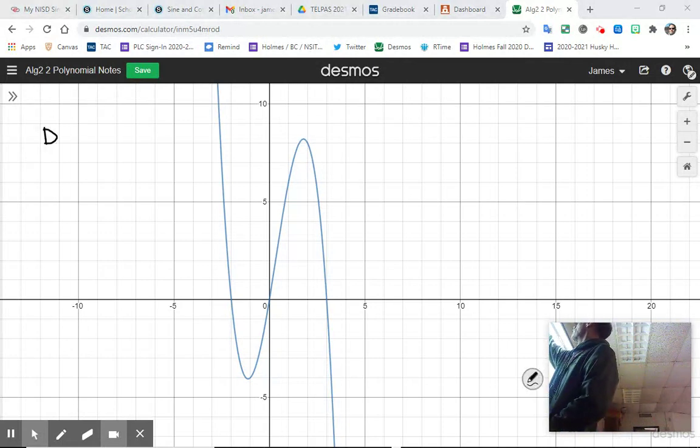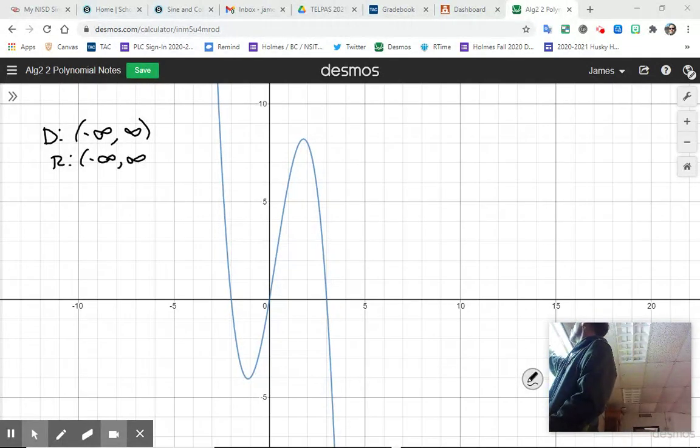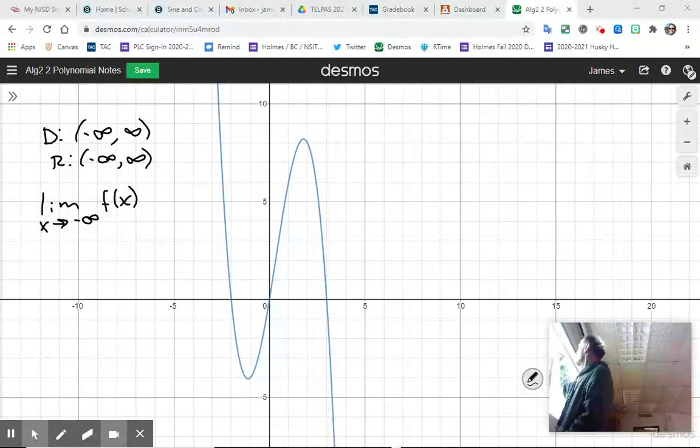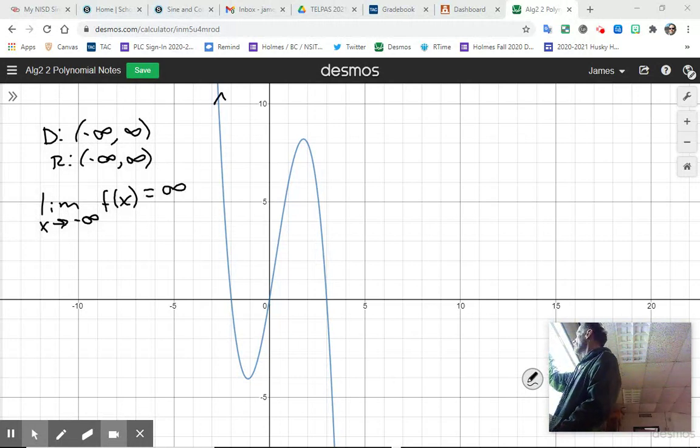So let's go through these real quick. So again, the domain, all of your numbers, no tricks there. The range, also all of your numbers, goes up and down forever. No tricks there. End behavior, the limit as x approaches negative infinity. So again, to the left, what happens as it goes to the left? Well, it's going up. So the end behavior here is going to be positive infinity. And the limit as x approaches positive infinity. So now it's going to the right.